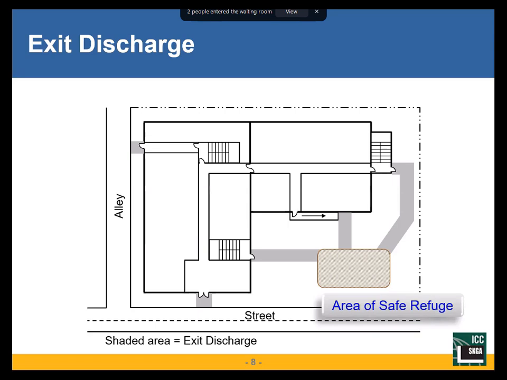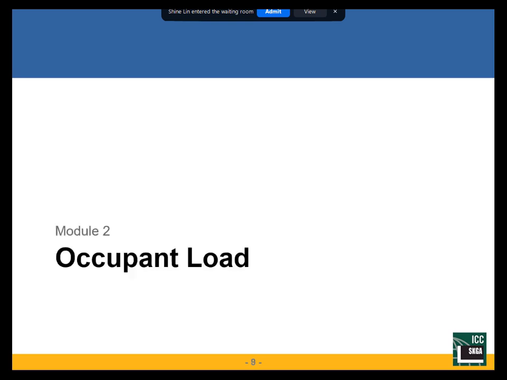Everyone's left the building and they are at a safe location. Now, in this example here, some exits go to the area of safe refuge, some exits go to the public way. It can be mixed. It can be mixed like that.